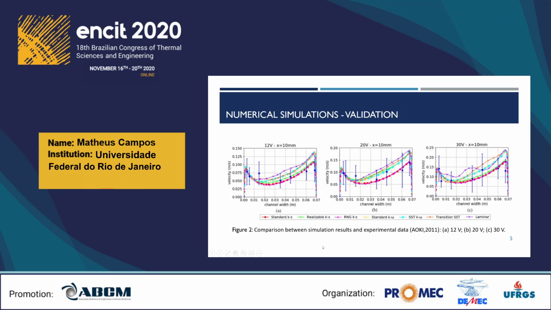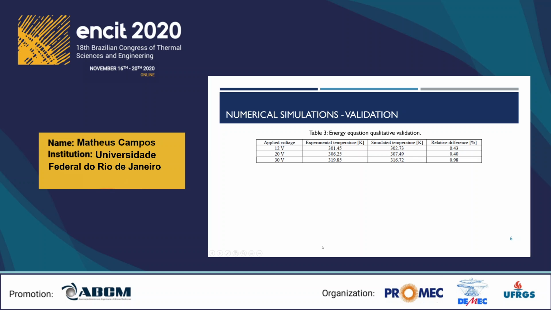And since the RNG model requires a mesh with less refinement, we chose to proceed with this one for the AC pump simulations. We also made an energy equation validation, but we call it a qualitative validation since the work does not present sufficient information about the temperature measurement or the boundary conditions. So here we present this comparison between simulated temperature and experimental temperature. We can see that both behavior and values have great agreement.